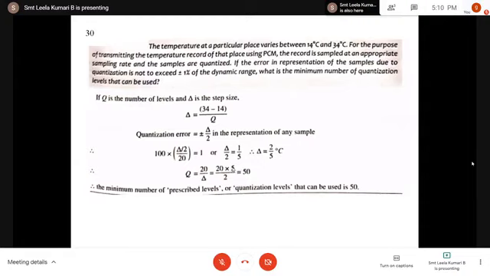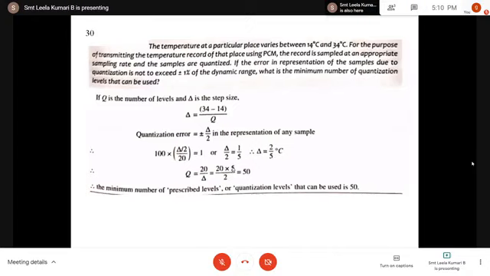Therefore, the number of quantization levels Q is equal to 20 by delta, where delta is equal to 2 by 5. Therefore, Q is equal to 50. Therefore, the minimum number of quantization levels that can be used is 50.